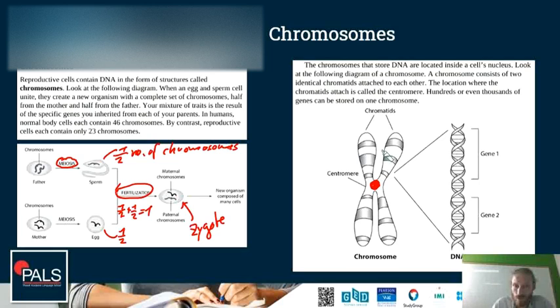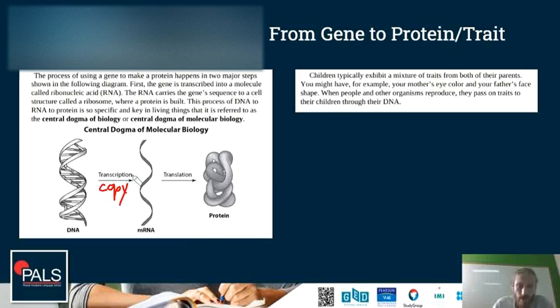And a single chromosome can contain hundreds or even thousands of genes. Each single gene is responsible for a specific protein, which will be responsible for a specific trait. These genes can be read, transcribed, and copied into mRNA, and that can be translated at the ribosomes into a protein.